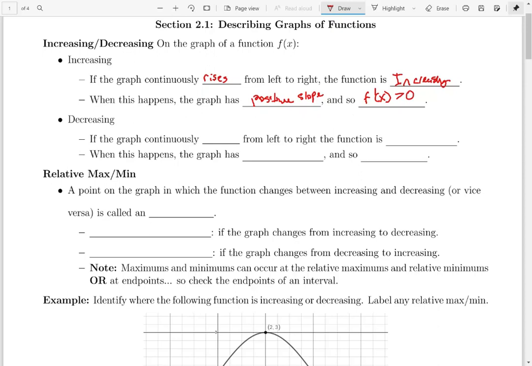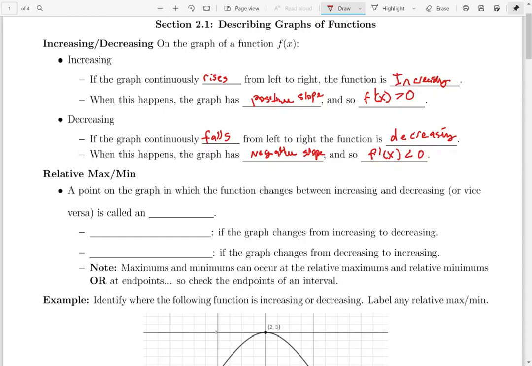If the graph continuously falls from left to right, then the function is decreasing. And when this happens, the graph has an instantaneous negative slope for all the values where it's falling. And so the first derivative will have to be negative for all the values in there.